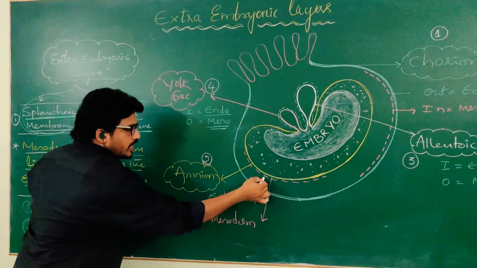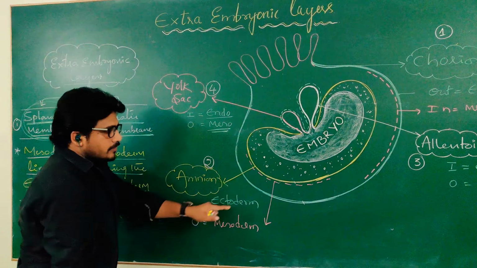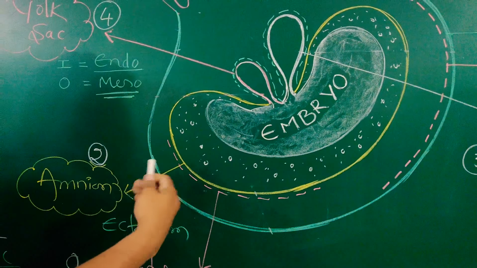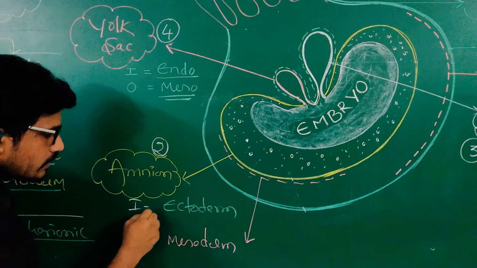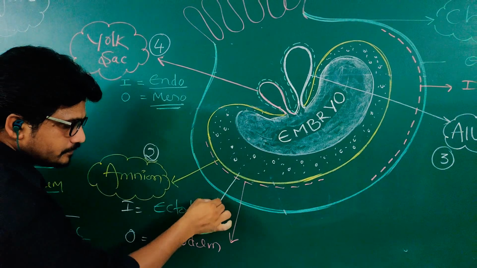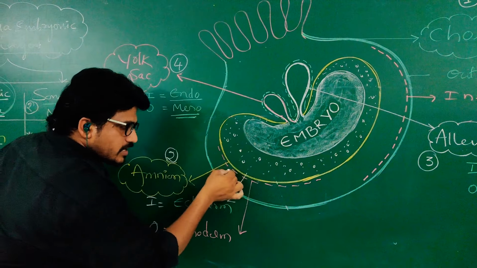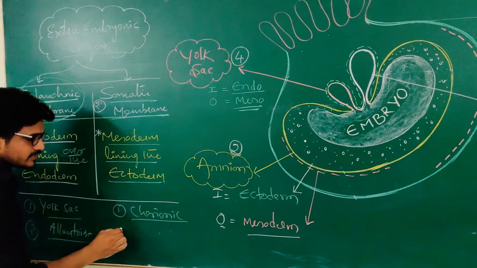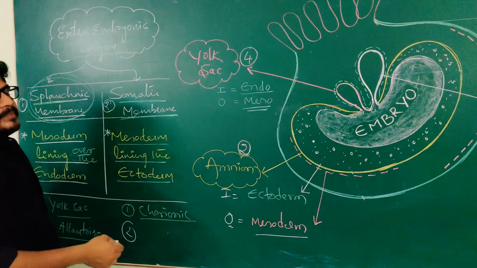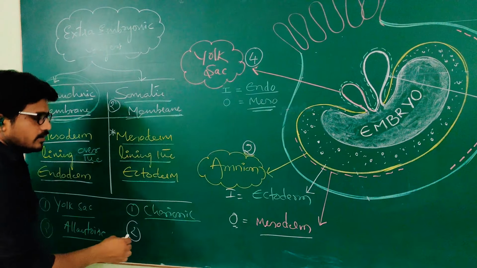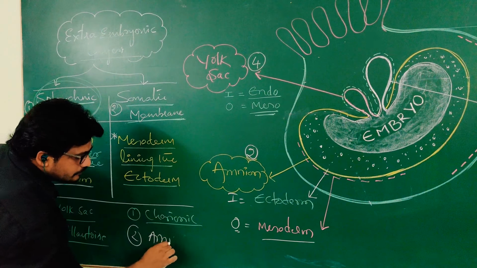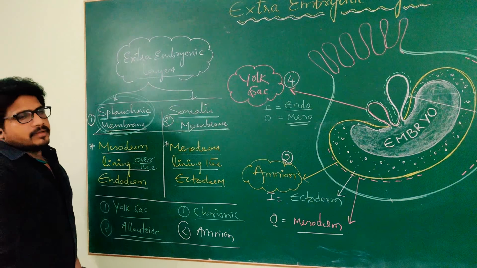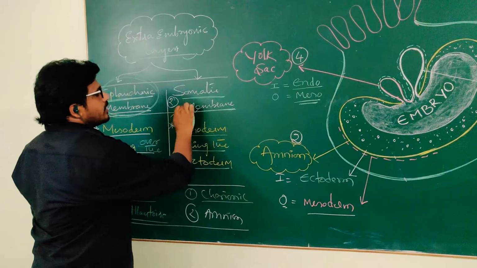Mesoderm of the amnion is outer lining or inner lining? You just observe the diagram. This is amnion. Above the amnion the mesoderm is present, which means it is overlining. Inside, ectoderm is present. Ectoderm is lined by, meaning outside, mesoderm. So mesoderm is lining ectoderm. Then it is a suitable example for somatic mesodermal extra embryonic membrane. Another example for this is amnion. So out of 4, yolk sac and allantois are splanchnic type, and chorion and amnion are somatic type.